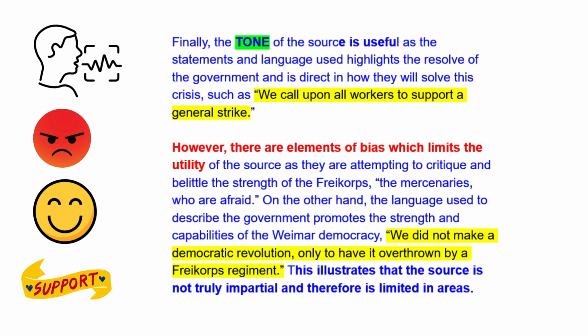On the other hand, the language used to describe the government promotes the strength and capabilities of the Weimar democracy. "We did not make a democratic revolution, only to have it overthrown by a Freikorps regiment," okay? So it shows that the source is definitely not impartial. It's using very strong language, okay? Mercenaries. This makes it slightly limited.